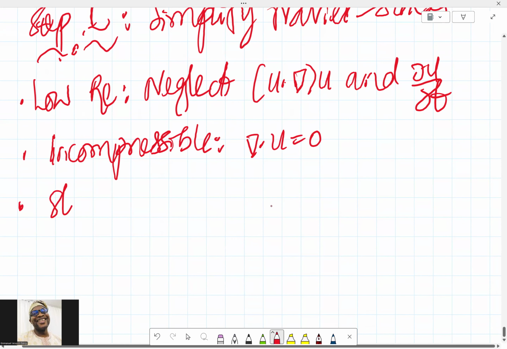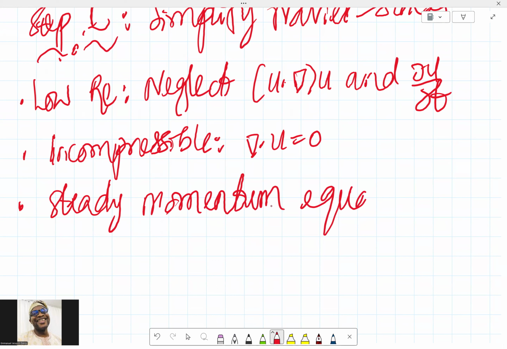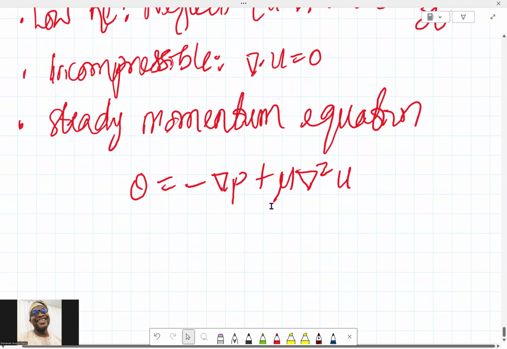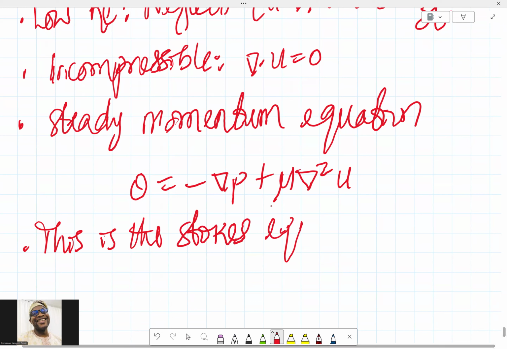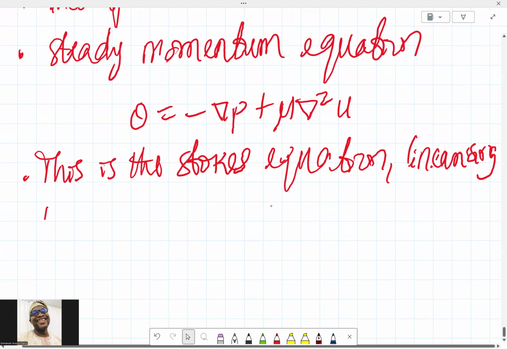We also know for steady momentum equation, now we have 0 equal to minus grad p plus mu grad squared u. Okay, so that goes, and this is now the Stokes equation. This is the Stokes equation, linearizing. So this helps to linearize Navier-Stokes.